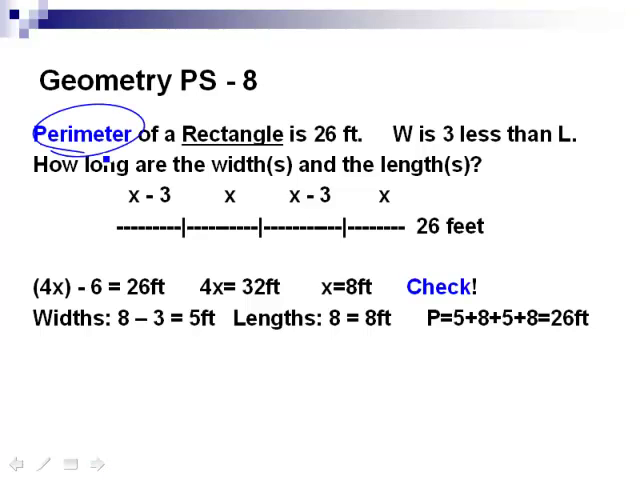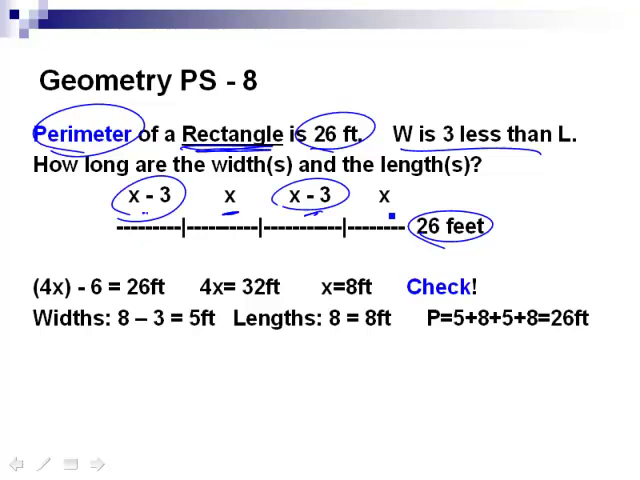All right, the perimeter of a rectangle, we don't want to confuse that with a triangle now, is 26, and we've got that down here. The width is 3 less than the length. So here's the width. It's 3 less than the length, and this one's 3 less than the length. Now, we don't want to get real technical here and only do 2 of them. We want to do 4 of them.